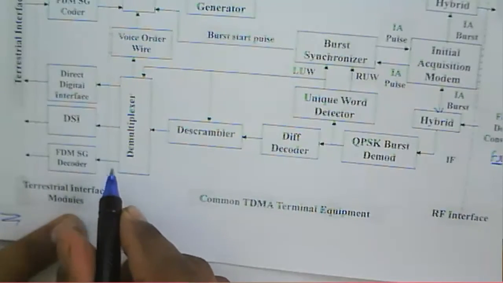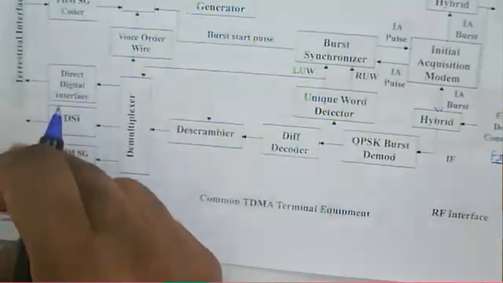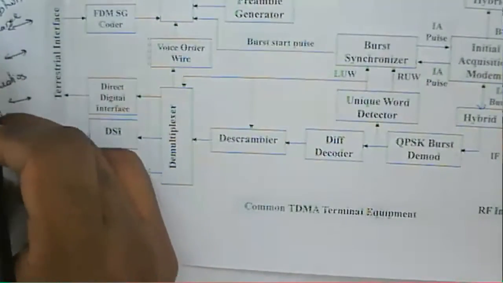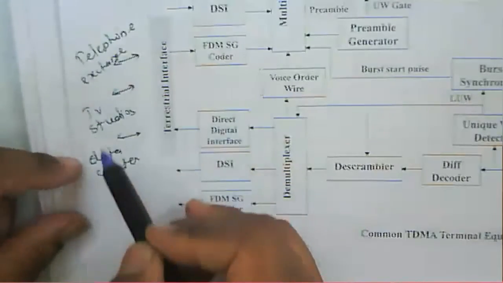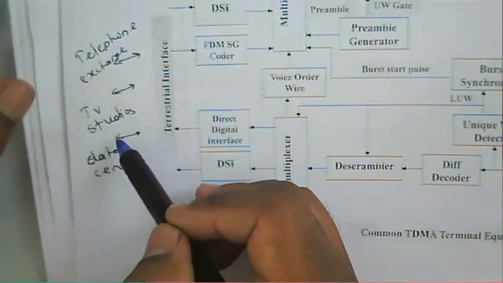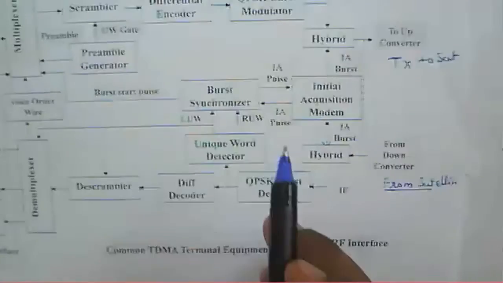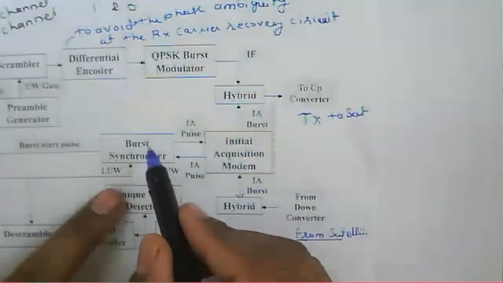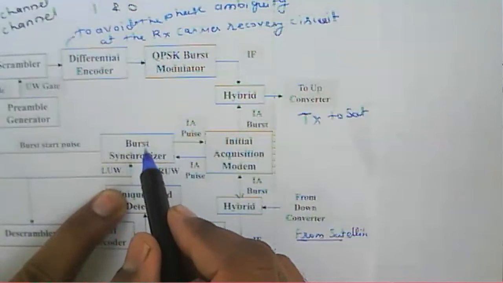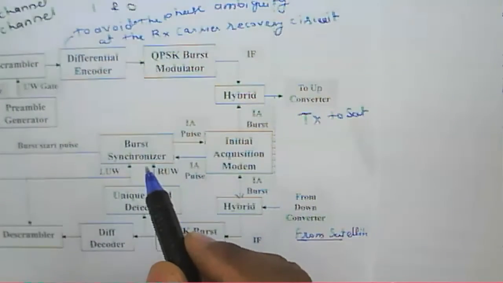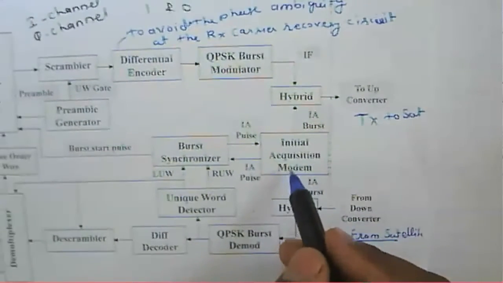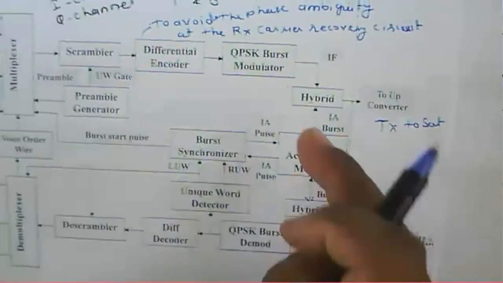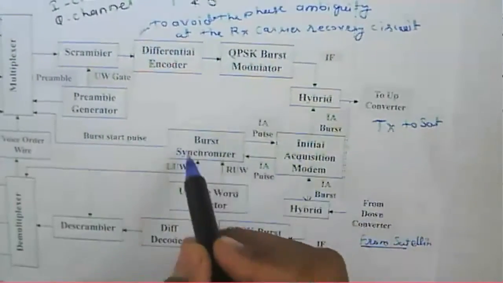And then we will get the output from this. Okay, that is the input to this telephone exchange, or whichever input we have. So now the other blocks we have in this terminal equipment are the burst synchronization, as well as the initial acquisition modem. We consider them one by one.